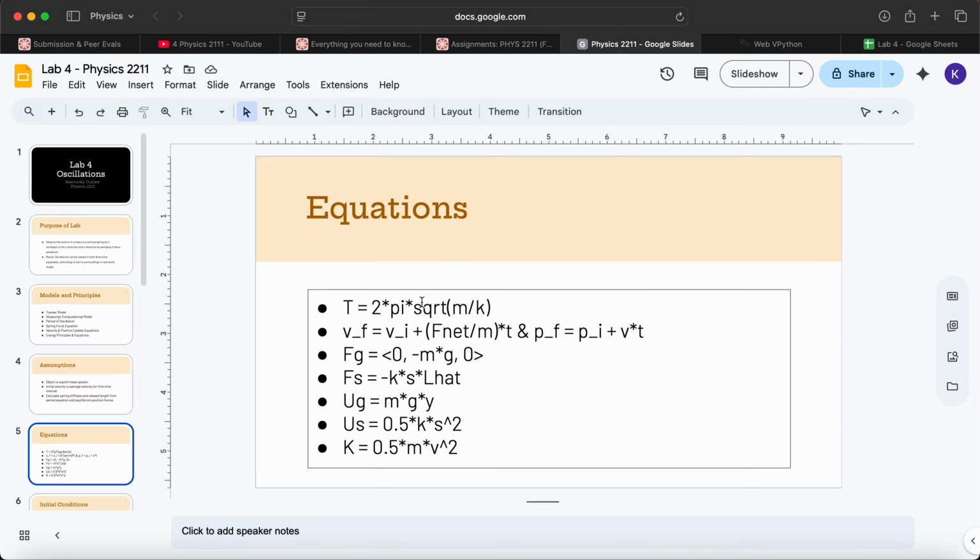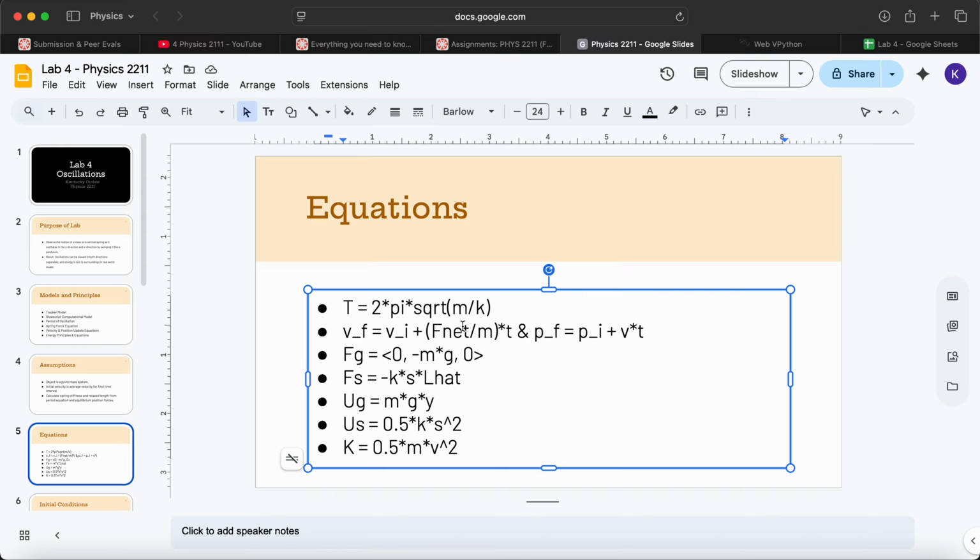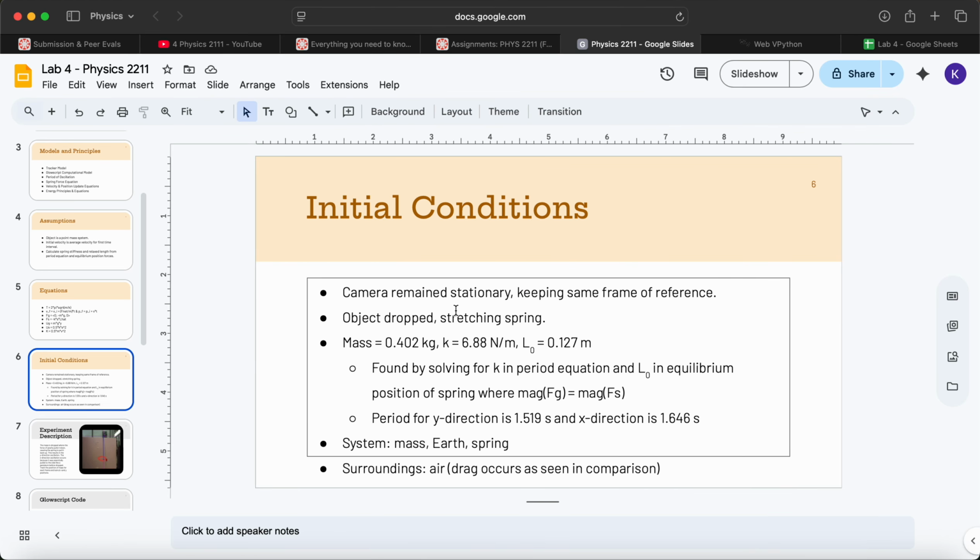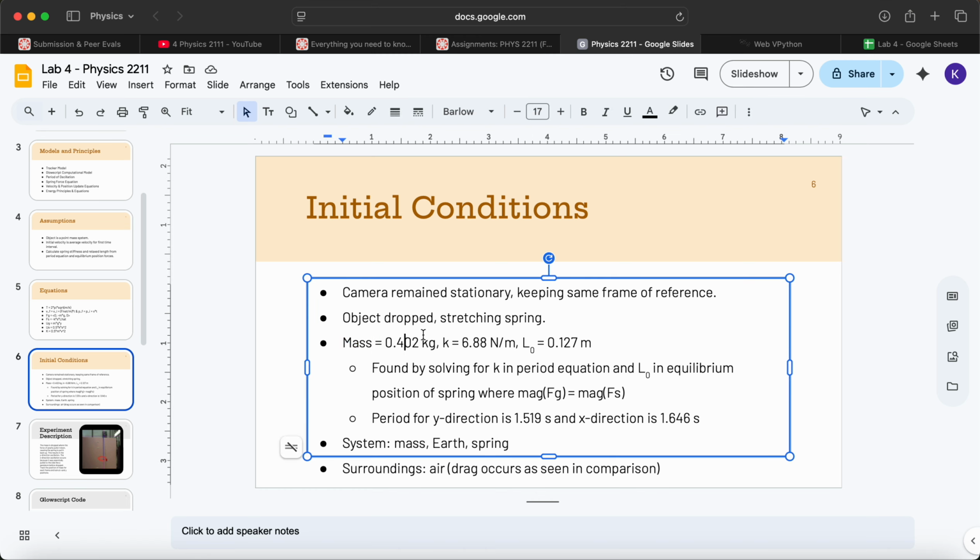So here are our equations: our period of oscillation, our velocity and position updates, our force of gravity and spring, our gravitational potential energy and our spring potential energy, and then our kinetic energy. Our initial conditions were that the camera remained stationary, keeping the same frame of reference, and our object dropped, stretching the spring. We were given our mass at 0.402 kilograms, and then we solved for these two using the Tracker model in this process. Our system was mass, Earth, and the spring, and the surroundings were the air, which caused some drag, which we can see in our comparison later on.